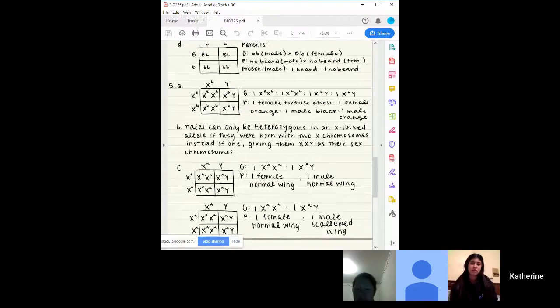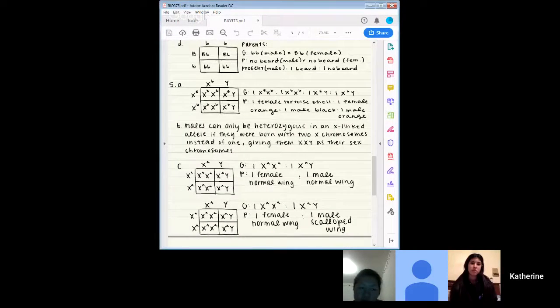Okay. And then D, suppose a male and female, both of which lack beards, produce a 1 beard to 1 no beard ratio among the male offspring. What are the genotypes of the parents?